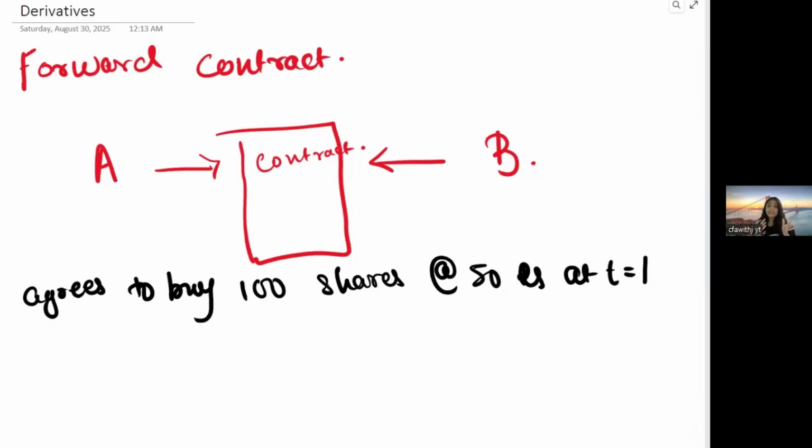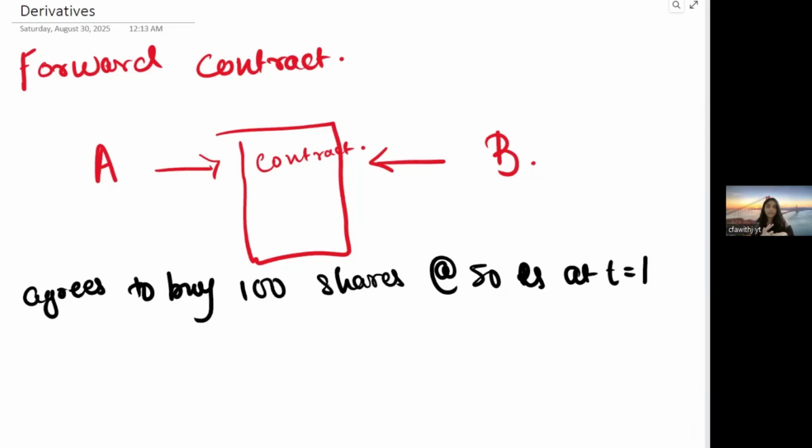Now, a forward contract is traded on an OTC platform. It is not a standardized platform like NSE and BSE. It is not at all standardized. We'll actually learn about the OTC platform itself in one of the future videos. So just remember that forward contracts are traded on the OTC platform. Forward contracts are customizable, and they can be customized according to the needs of the buyer and seller of that contract.